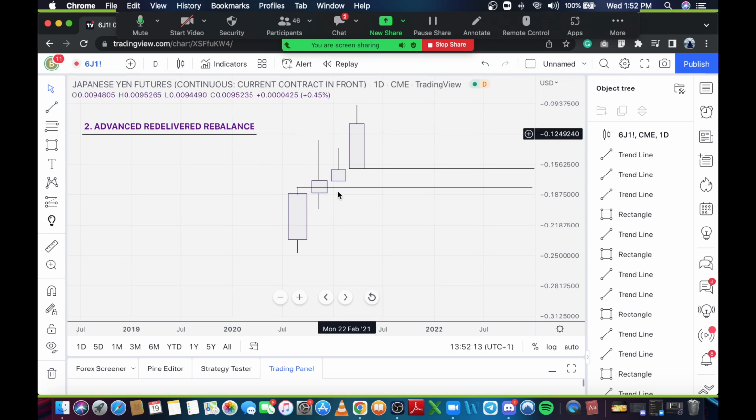Again, the hallmark of this is the gap wick that gaps into liquidity. Now, when I say the gap wick, it always has to gap in the direction of order flow. That's how redelivery balances are. If you're looking at the bearish redelivery balance, the gap wick has to gap down and then close up. That is the bearish redelivery balance. So when you're looking at redelivery balances, you're looking at one-sided delivery.